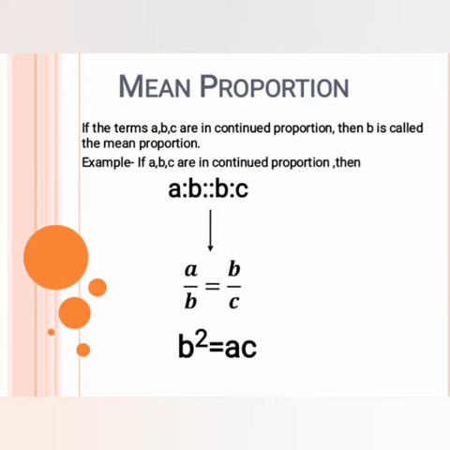Next is mean proportion. If the terms A, B and C are in continued proportion, then B is called the mean proportion of A and C. Let's see an example. If A, B, C are in continued proportion, then A ratio B is proportionate to B ratio C. That means A upon B is equal to B upon C. Or you can say that B square is equal to AC.